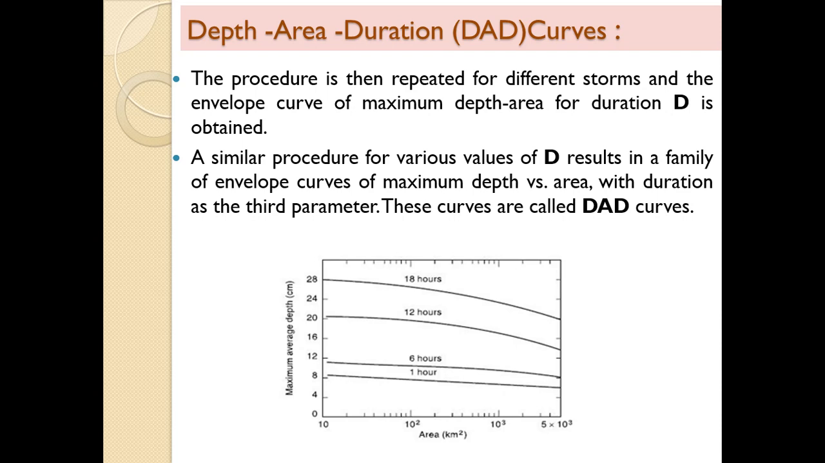So when a short note is asked on DAD curves, you write down that a DAD curve is nothing but the development of a relationship between maximum precipitation or maximum depth of precipitation lying over an area for different durations. So it is called DAD curves, and from the hydrometeorological study point of view, these DAD curves are very, very important. For this purpose, the plot is plotted as maximum depth versus area and time as a third parameter. A family of curves is formed which is called DAD curves, and this is useful for hydrometeorological study. Okay, so in this way you can write.